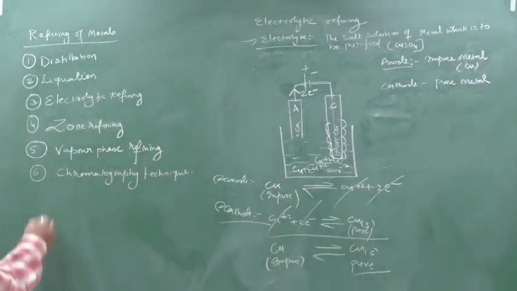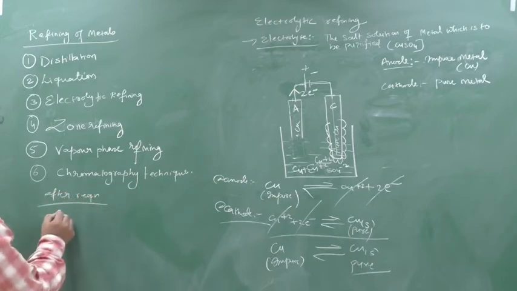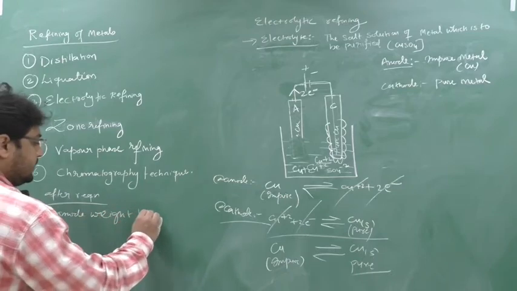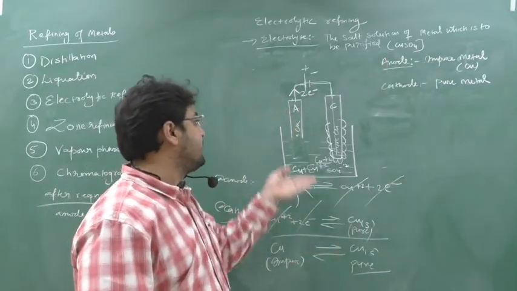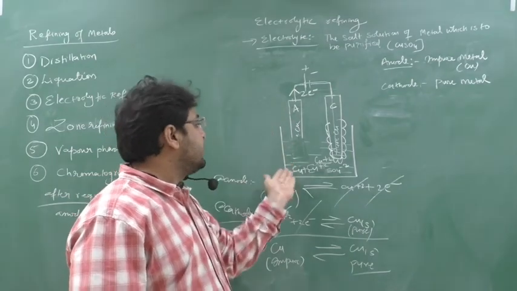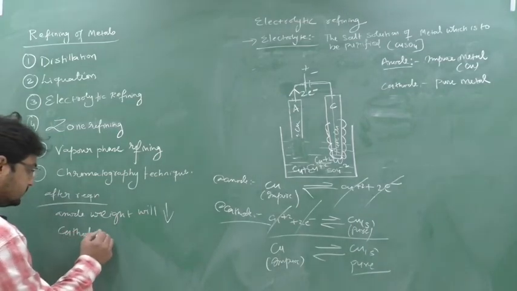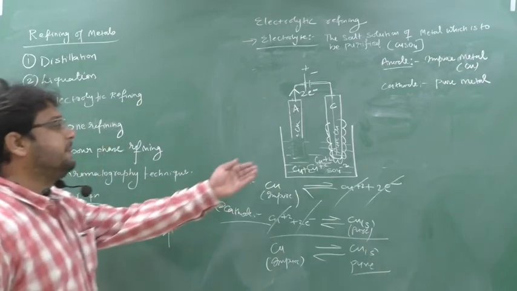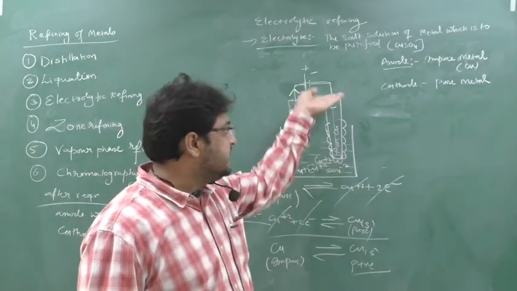Now what will happen? So after reaction, what we can see? We can see anode weight will decrease, yes or no? And anode was what? Anode was impure metal. So all the impurities will be removed and pure metal will be deposited on this cathode. Cathode weight will increase, yes or no? Because all the metal after reduction is deposited on copper, so the weight of the cathode will increase.